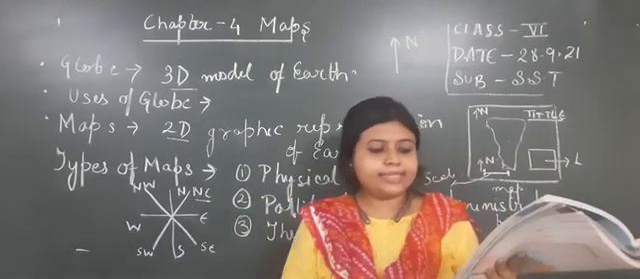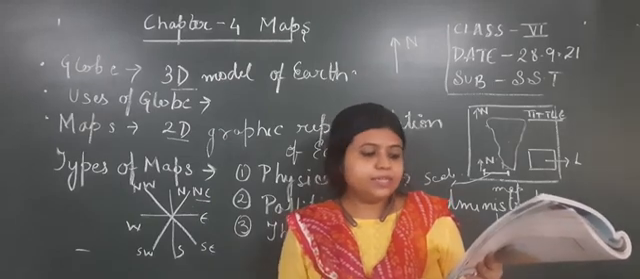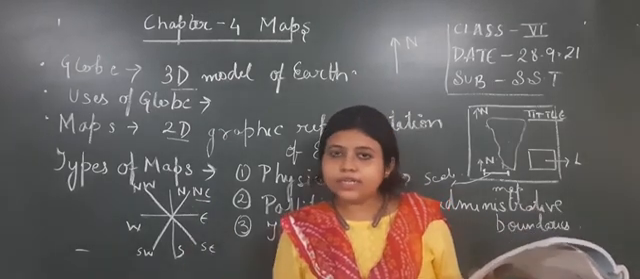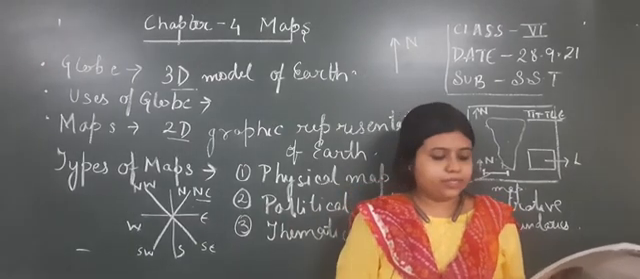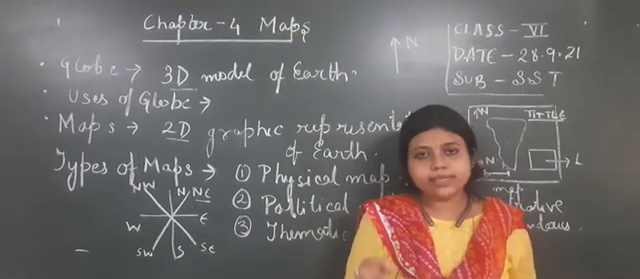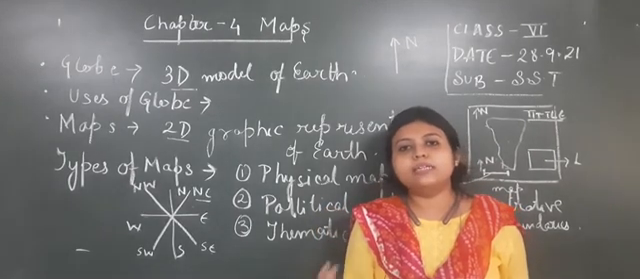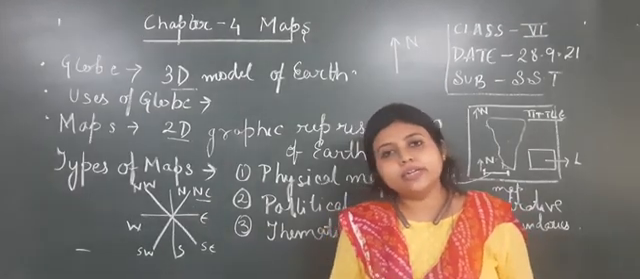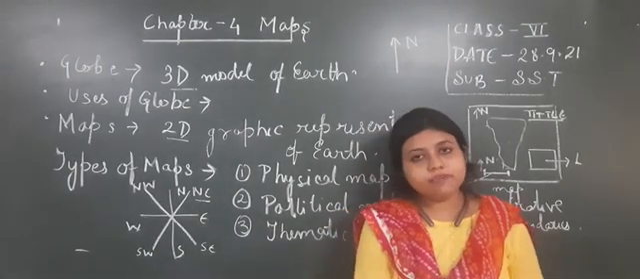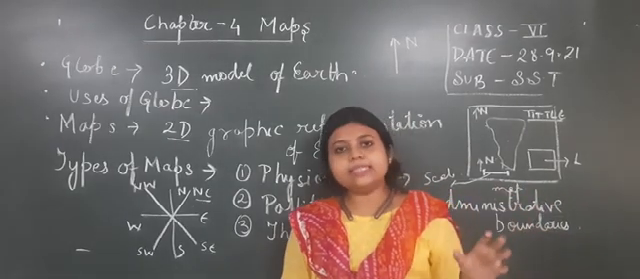So for example, if the scale of the map is 1 centimeter equals 4 kilometers, and the distance between 2 points on the map is 5 centimeters, then we need to multiply it. 5 into 4 is 20 kilometers on the ground. This way we can measure the location of places in the map.